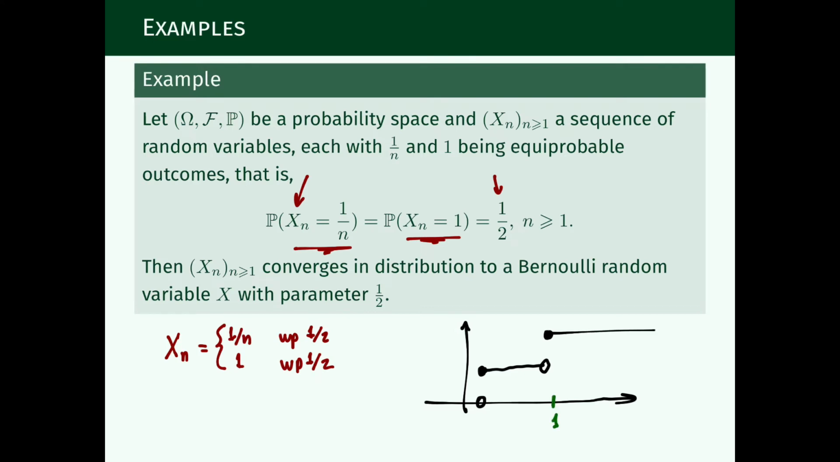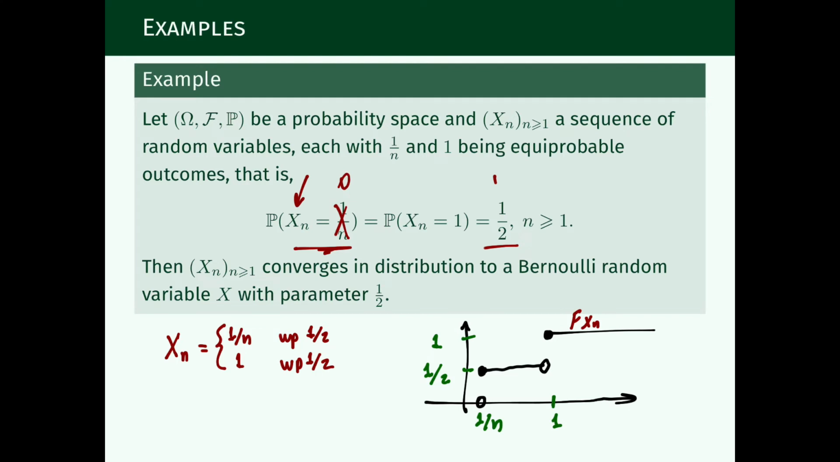Here's 1, here's 1 over n, here's 1/2, and here is 1. So this is the cumulative distribution function of the variable Xn, and the claim is that this converges to the only obvious thing it would be reasonable to converge to. It will converge to a random variable that with probability 1/2 takes value 1, and with probability 1/2 takes value 0. That's what happens when we take the limit and send n to infinity.